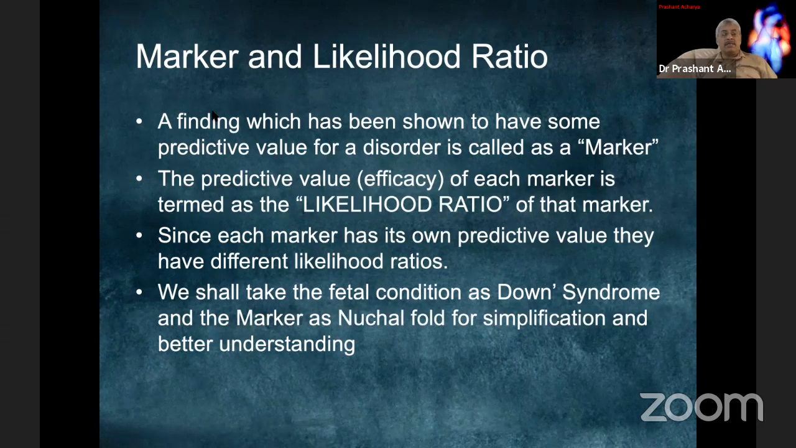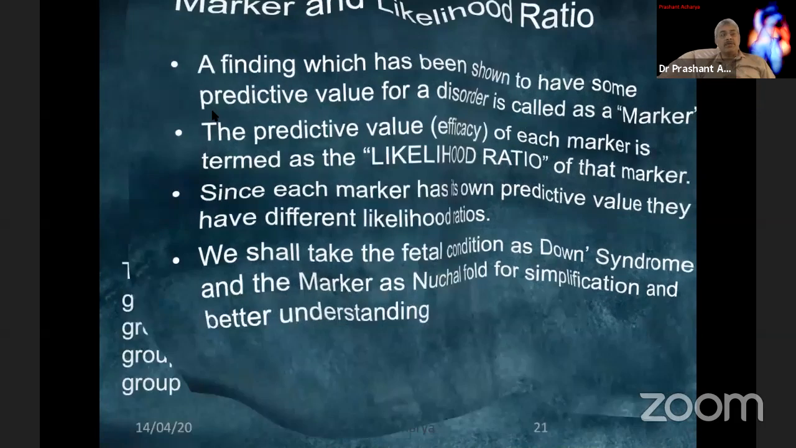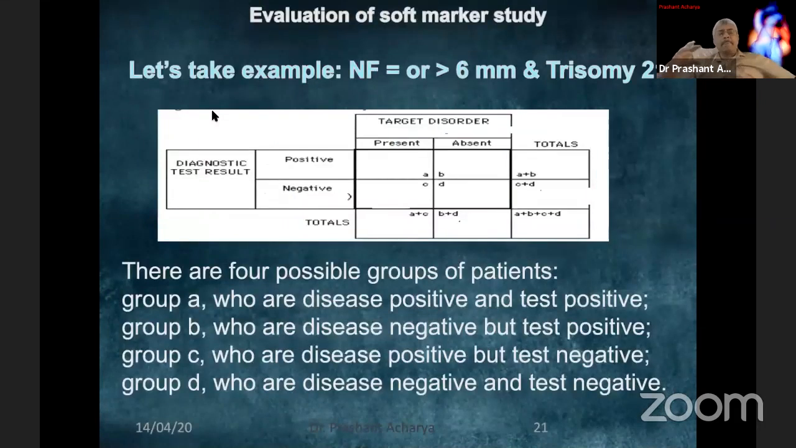Unless we understand the likelihood ratio, we cannot understand exactly how these markers should be taken into consideration. Let us take one example. Say, for example, at my center, I conduct a study to evaluate the role of nuchal fold thickness, if it is more than 6 millimeter, and its relation to trisomy 21.